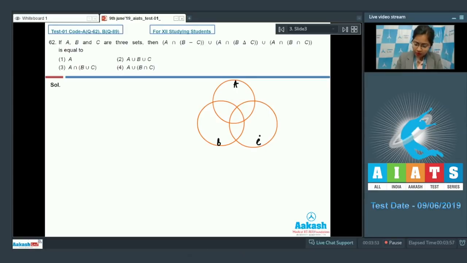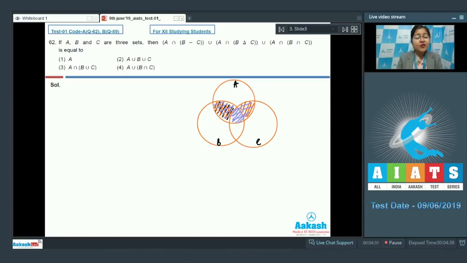So if we talk about A intersection B minus C, that is B minus C taking its intersection with A, that will be this area. Now talking about A intersection B delta C, that will give us again this area and this area. Also, A intersection B intersection C will be this part, right? Now, we have to take union of these 3. So, we can say that our required area is this whole one.